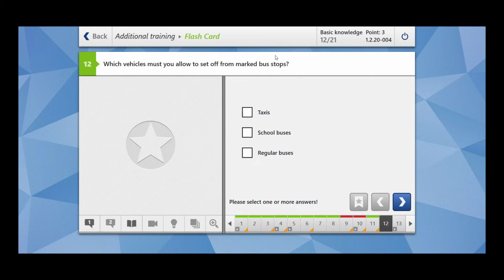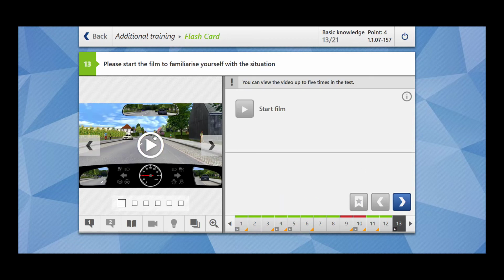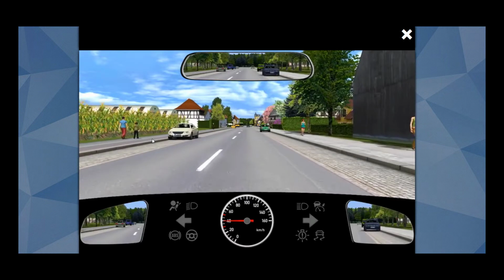Which vehicles must you allow to set off from the marked bus stops? So if there are marked bus stops, like there is a bus stop sign with an H, which vehicles are allowed to set off? School buses, regular buses. Moving towards the next, let's play the film.